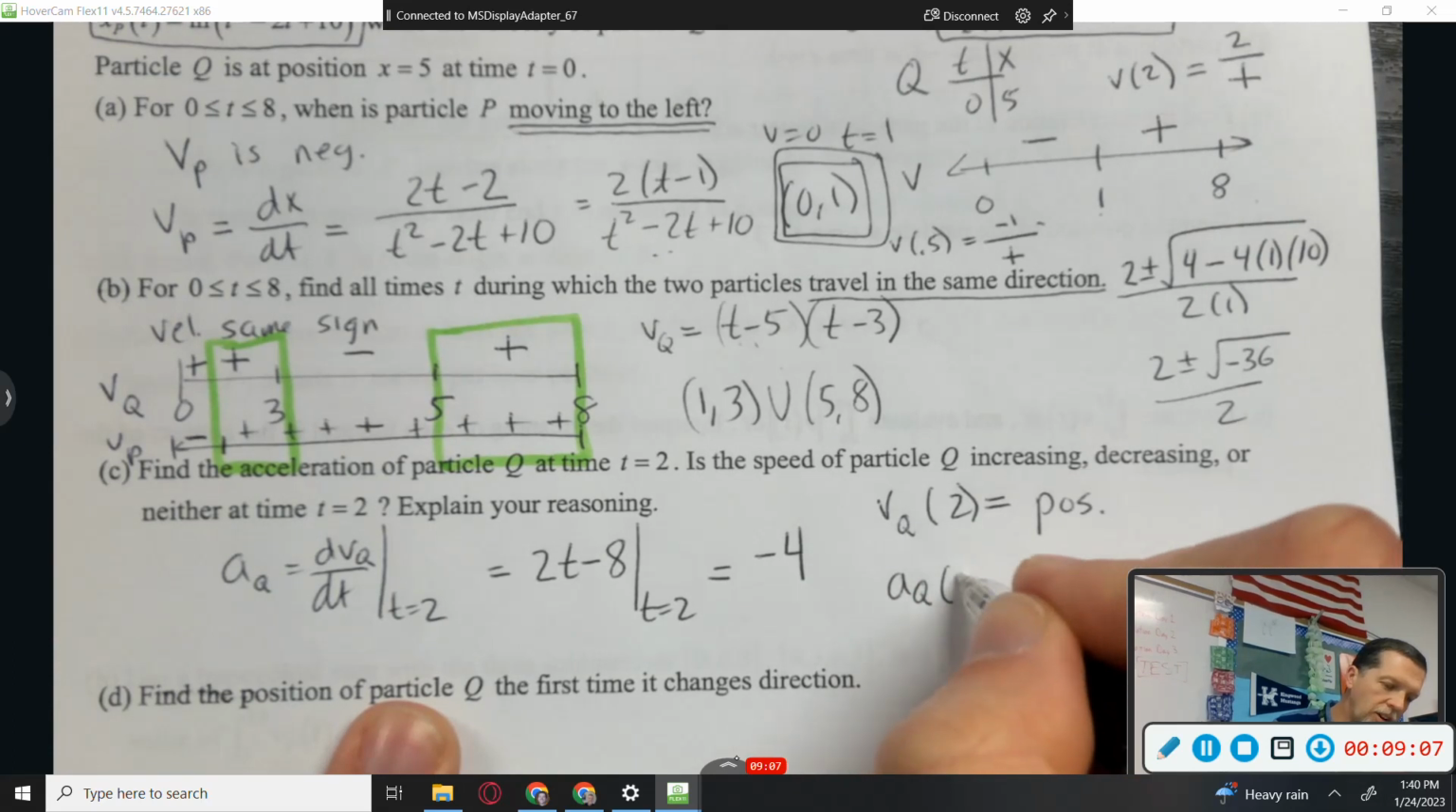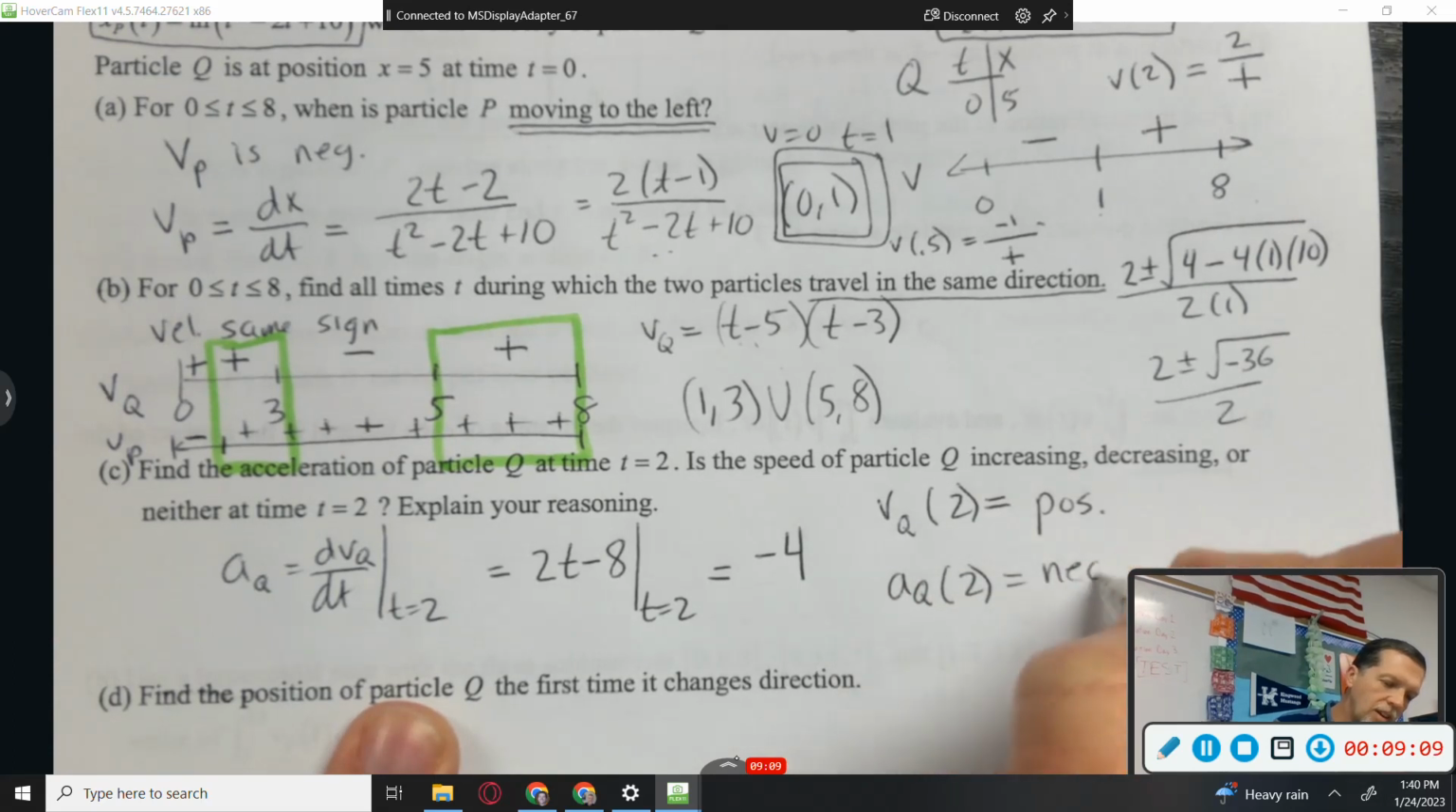And the acceleration of Q at 2 is negative. Let's slow it down. Therefore, Q is slowing down. I guess we should answer it how it asks. Speed is decreasing. And they don't care about parameters.